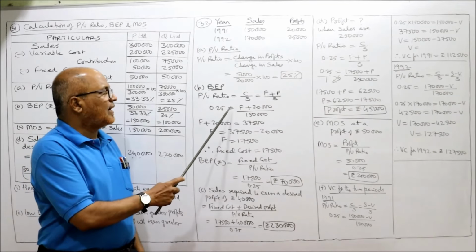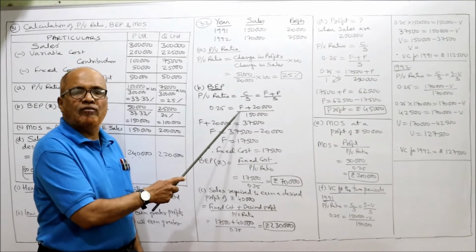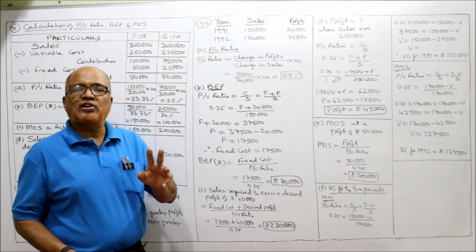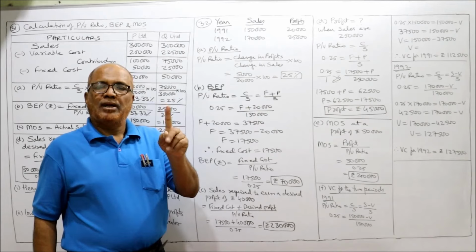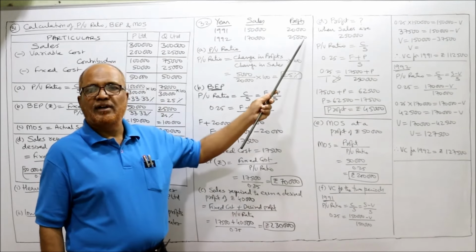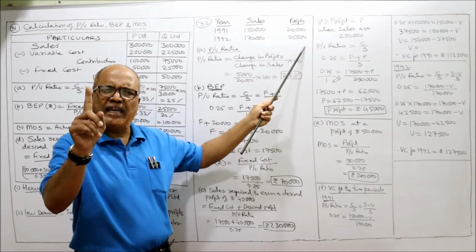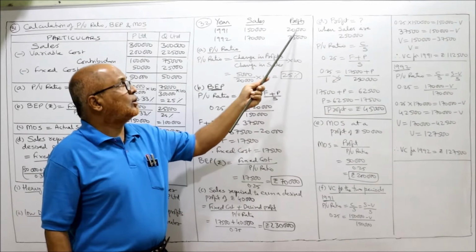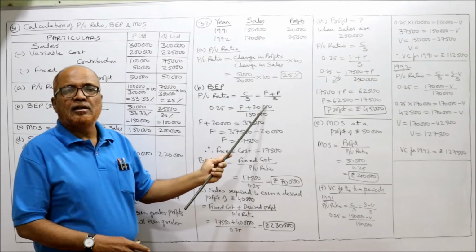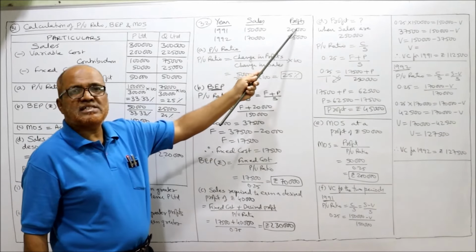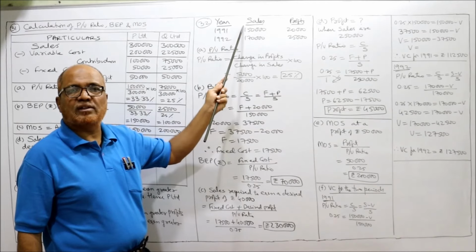So 0.25 is equal to fixed cost, we don't know, we have to find out, plus profit. Take the profit of any one of the years. We have the profit for 1991 and the profit for 1992. Take any one, first year. 20,000 rupees profit I have taken. Sales for the same year. When we have taken the profit for the first year, take the sales also for the first year.